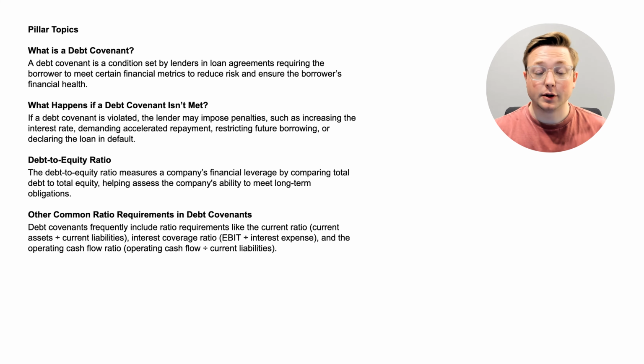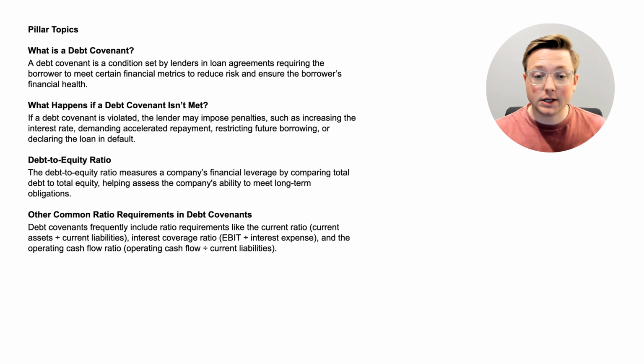All right, here we are at the pillar topics. So first off, in case we didn't really talk about it very much, what is a debt covenant? A debt covenant is a condition set by lenders in loan agreements requiring the borrower to meet certain financial metrics to reduce risk and ensure the borrower's financial health. So they have this kind of as a safeguard to make sure that the borrower is doing their best to stay financially secure and financially healthy, because the lender doesn't really want to give money to somebody who's going to default on the loan really quickly and things like that.